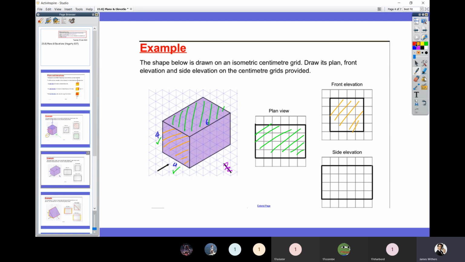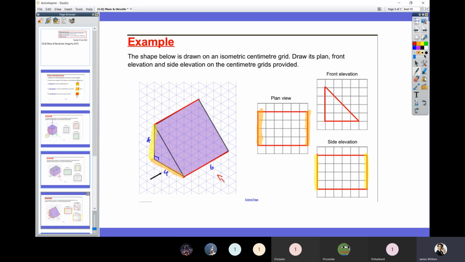And our side elevation, obviously looking from the side, that's 6 along the bottom, 4 up, so that's our 6 by 4. Okay, so again, I wouldn't say more complicated, but we just need to be a bit careful with a couple of these. Let's get the easy one done first of all. Looking from the side, you've got a base of 4 and a height of 4. You then join the diagonal. So that's a pretty straightforward one.